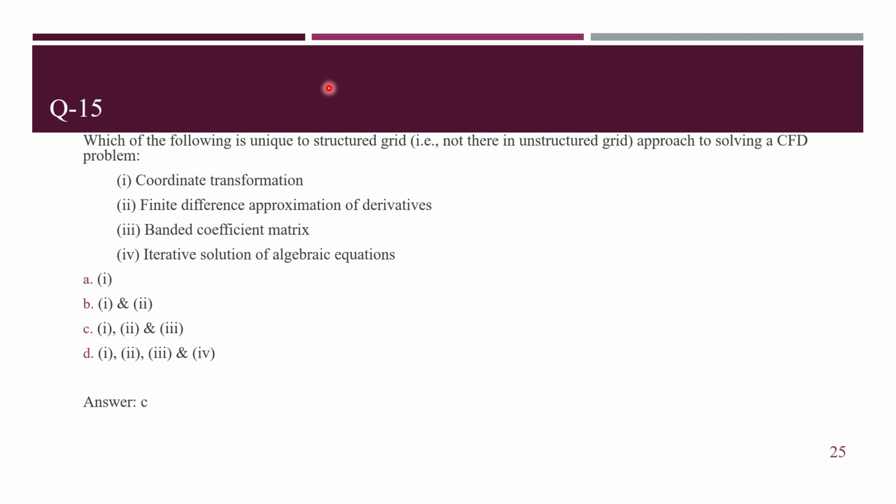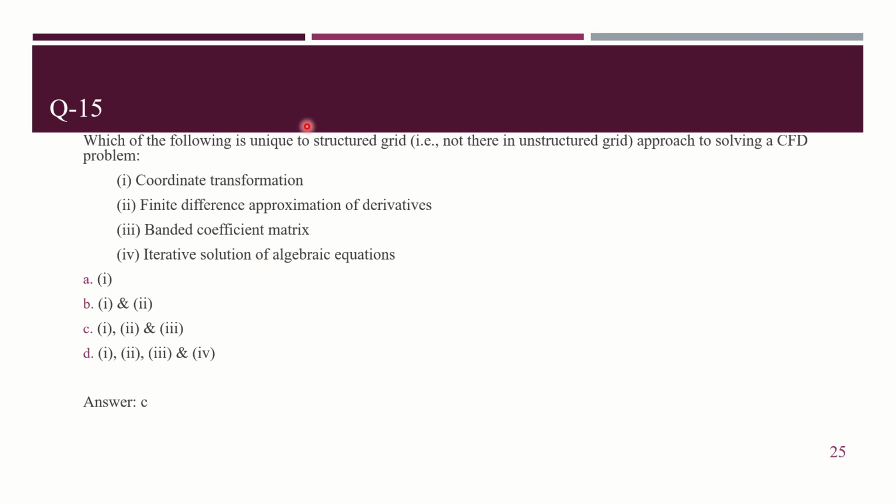And the last one is iterative solution of algebraic equations. However, in iterative solutions, we can use it for structured grid or unstructured grid. It would not be an issue. Like here, the Gauss-Seidel method is an iterative method which we can use in structured grid or unstructured grid. Both can be applicable. So it is not a uniqueness of the structured grid. What we mean by uniqueness is that it is present only in structured grid, but absent in the unstructured grid. The fourth one is false.